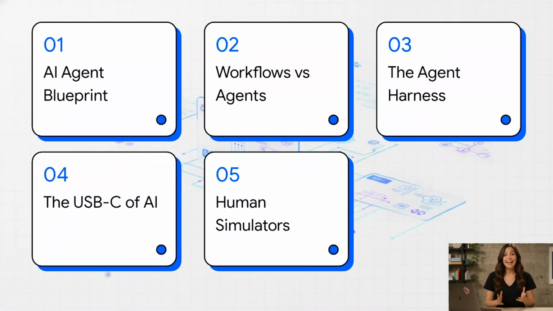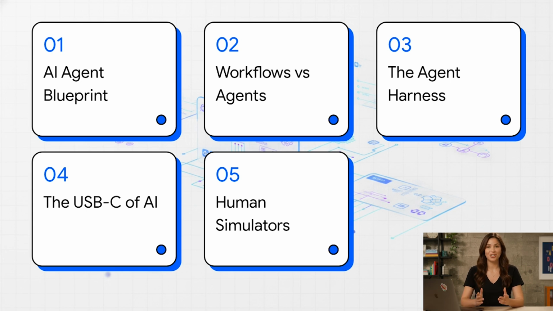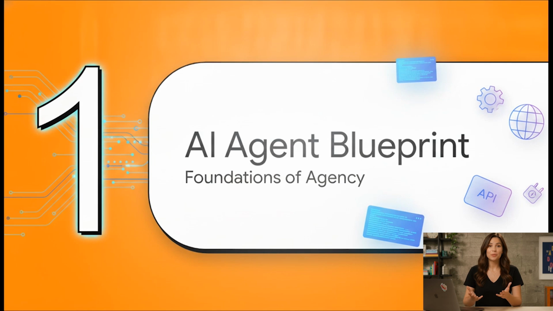We'll start with the AI agent blueprint, then compare workflows to autonomous agents, break down the agent harness, explore the so-called USB-C of AI, and finally, wrap up by simulating human behavior. All right, let's jump right into part one, the AI agent blueprint.